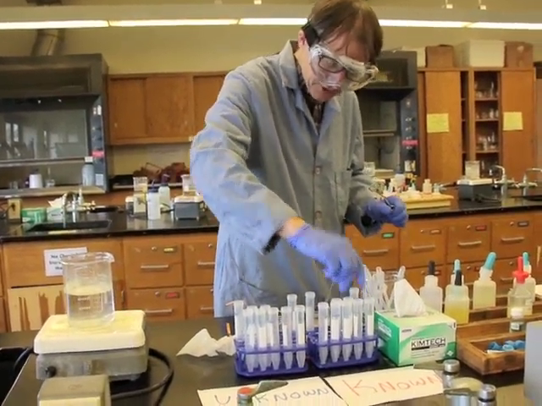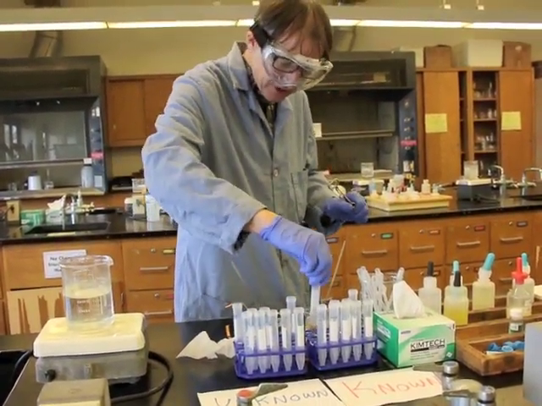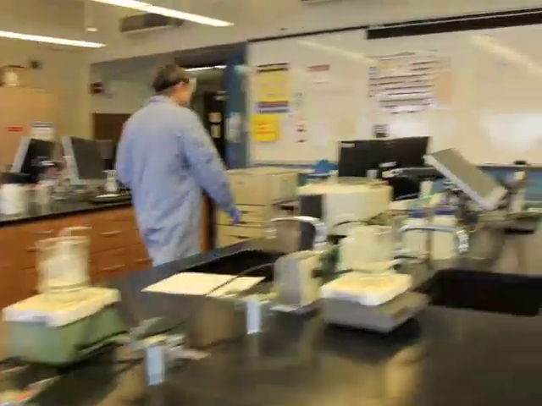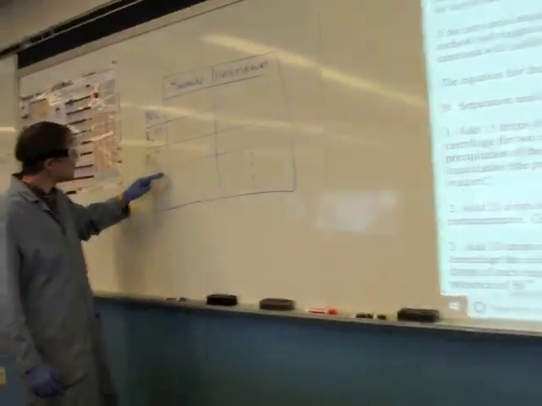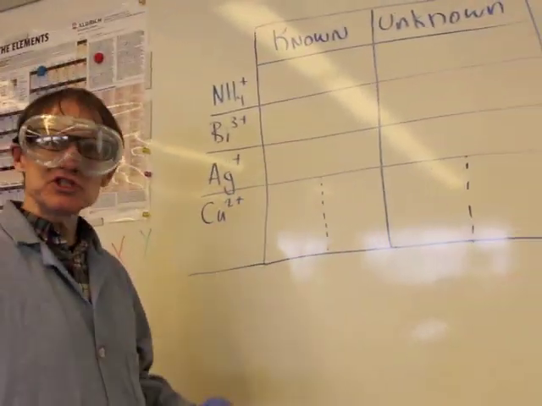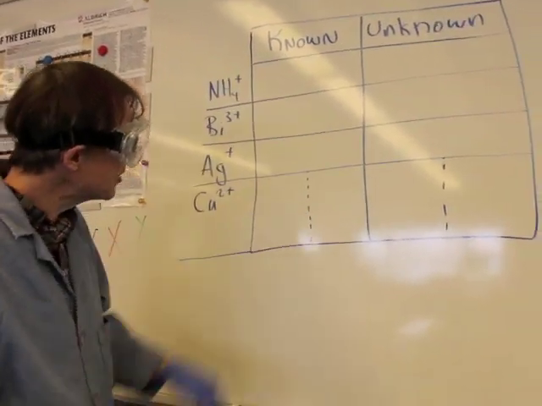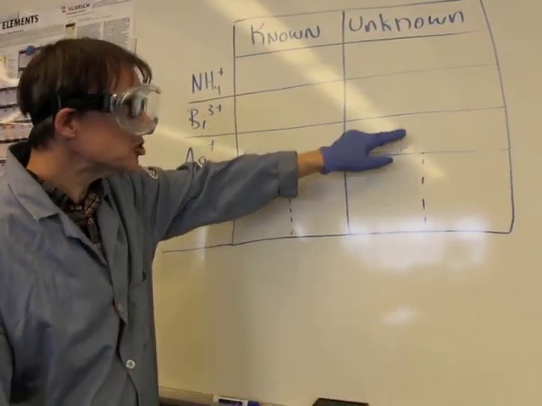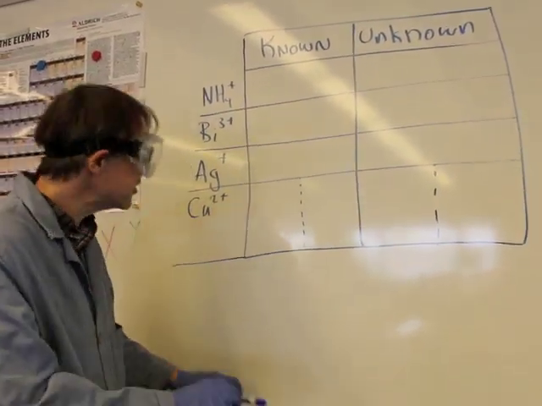I'm going to go ahead and move these over to the right. And now I'm going to come back over to our board. I have a little table here. The table here has all 4 ions, and we're going to indicate whether we get a positive or negative. For the known, we should have a positive every time. Notice for the copper, there's 2 tests. For the unknown, we're not sure. So we're going to go ahead and figure it out.